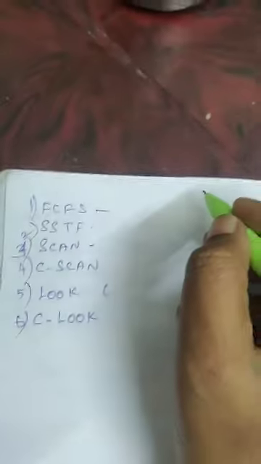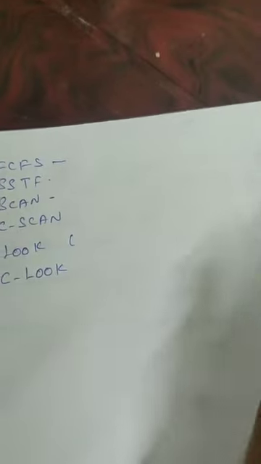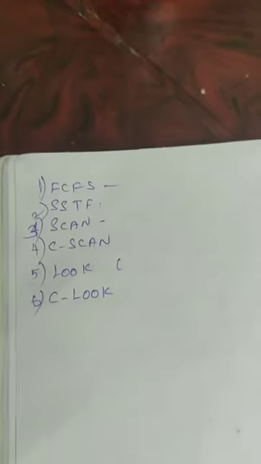What FCFS does is, as the name implies, first come first serve. Whatever request has come in first will be served first, irrespective of the disk movement. The shortest seek time first is like, from the disk head, which one is the nearest.